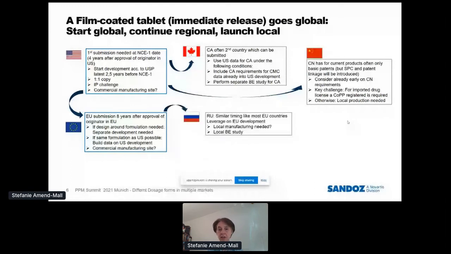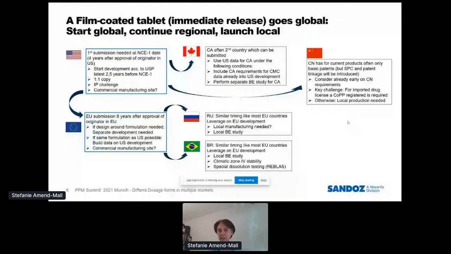Here, for example, you use this European data for Russia, and you can also use it for Latin American countries. Here I'm just showing Brazil as an example, as it's the biggest market there. For Russia, of course, you again need local BE study or studies. And I referred already to that one: do you need a local manufacturing site? Because then you again need to make another transfer in order to be able to participate in tenders.